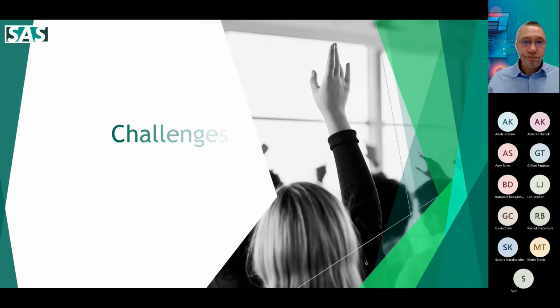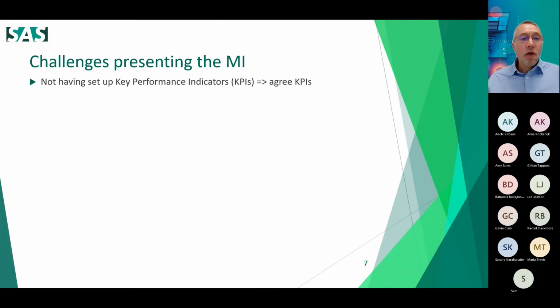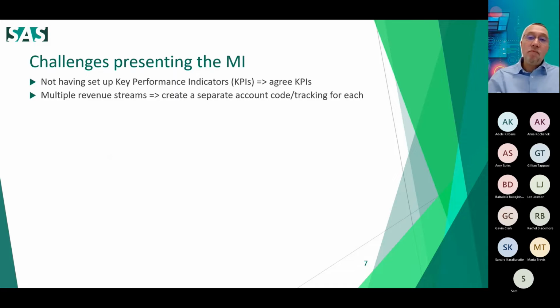So moving on. What about the challenges presenting the management information? Challenges presenting the MI. The thing that we see really most often is that most businesses don't have any key performance indicators set up. So the obvious solution to that is to agree a set of KPIs amongst the management team, and you can take advice from us in that regard. But really, what I think is really important is to agree on those key performance indicators and track them on an ongoing basis.